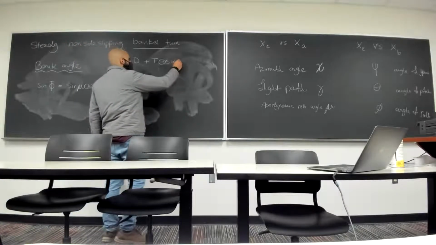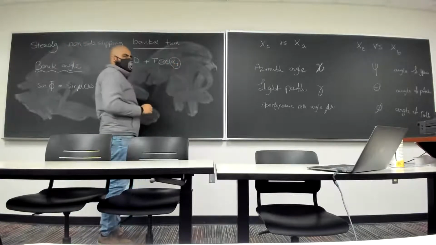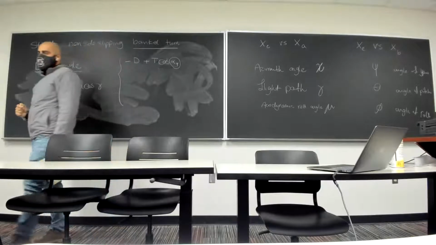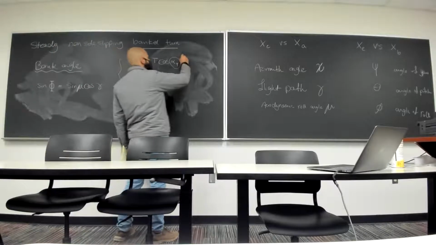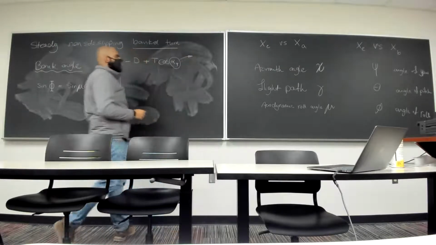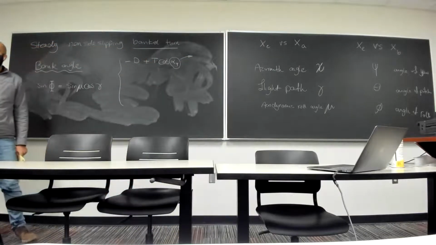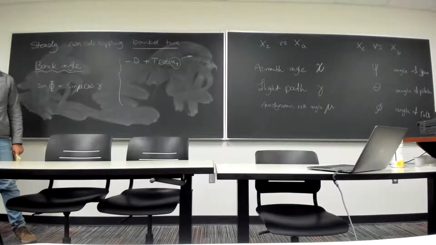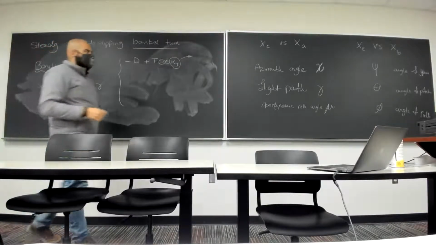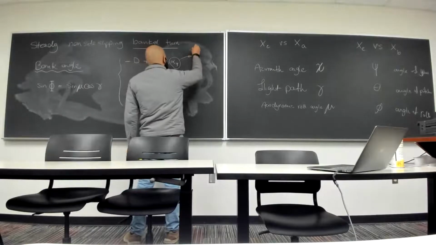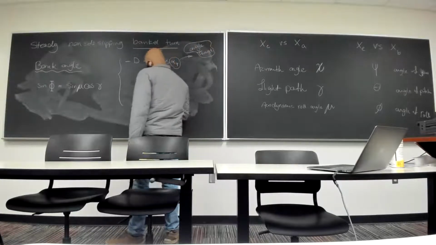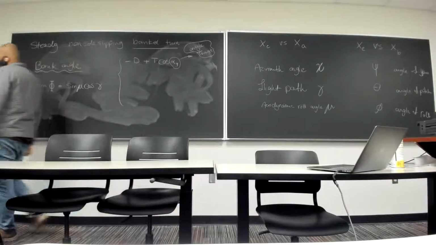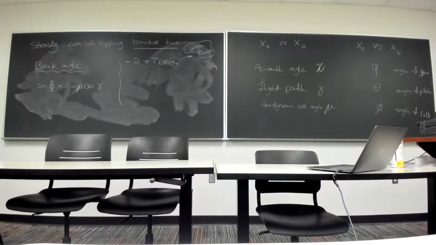What is this alpha? Who can tell me what the alpha t is? Alpha of t. What did we call this alpha t? Angle of thrust. Exactly. So this is actually dictated by your thrust vector.